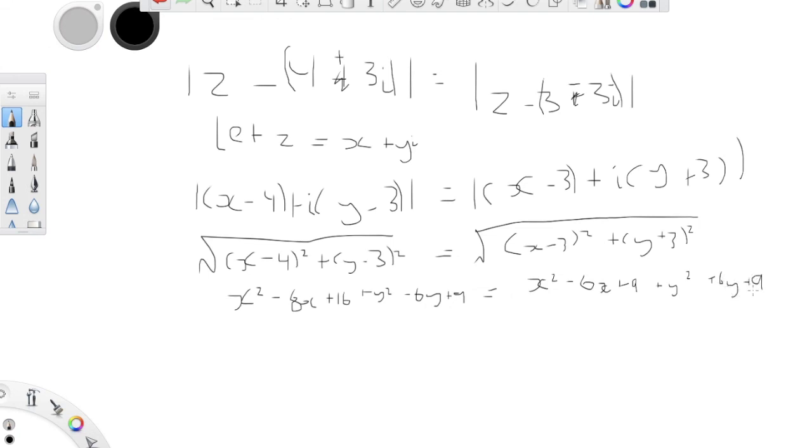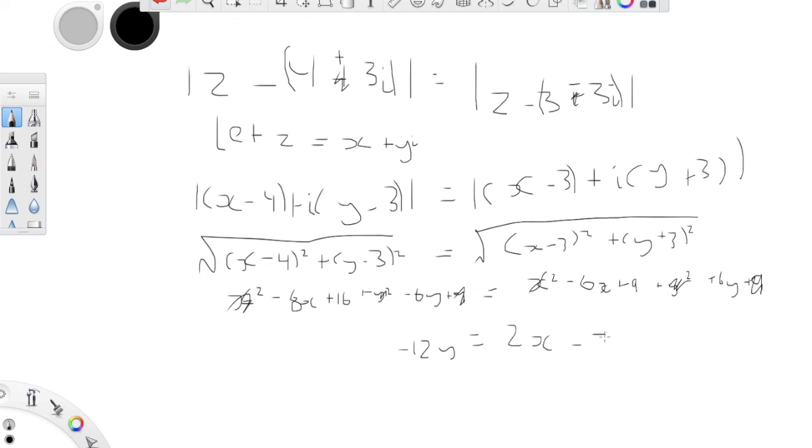Alright, so let's cancel some terms. Cancel the x squareds, the 9 and the 9, and the y squareds. Let's move terms to similar sides. We can move this negative 8x over to here, so we have 2x on that side. Move the 6y over to this side, so we have negative 12y. And 16 over to this side, so 16 and 9, that would be negative 7, I believe.